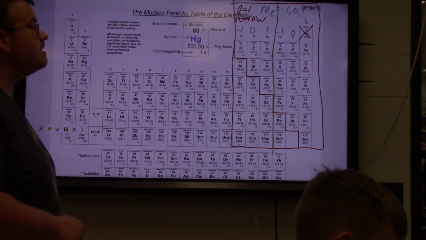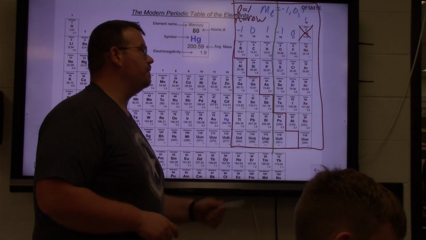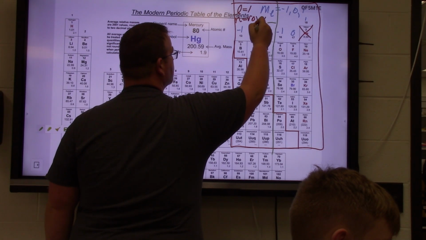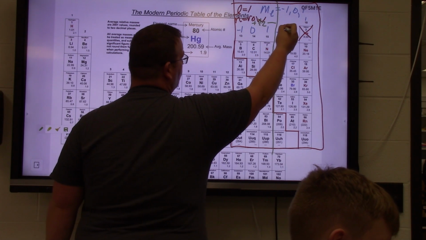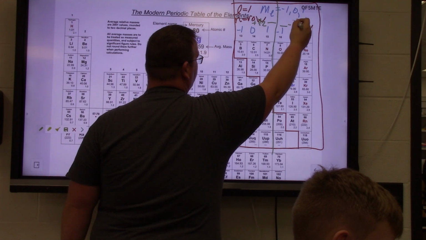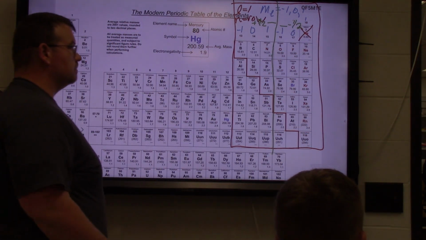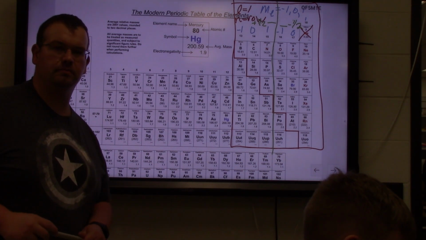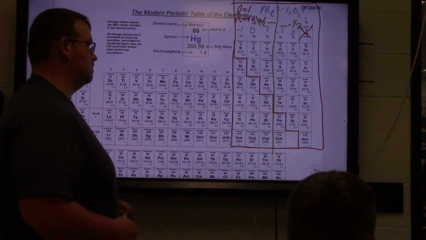So we split the P block in half. The left half is +1/2. The right half is -1/2. So choose me an element in P block. Oxygen. Oxygen it is.